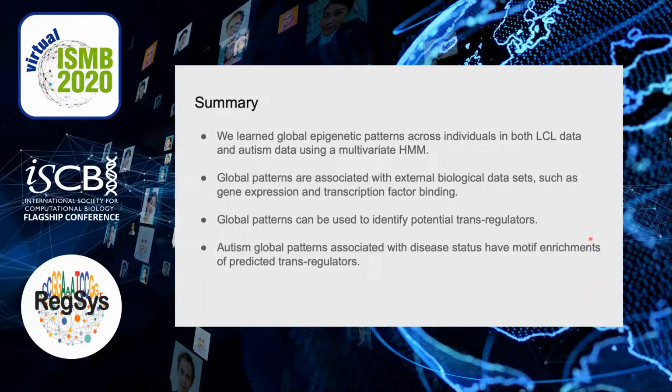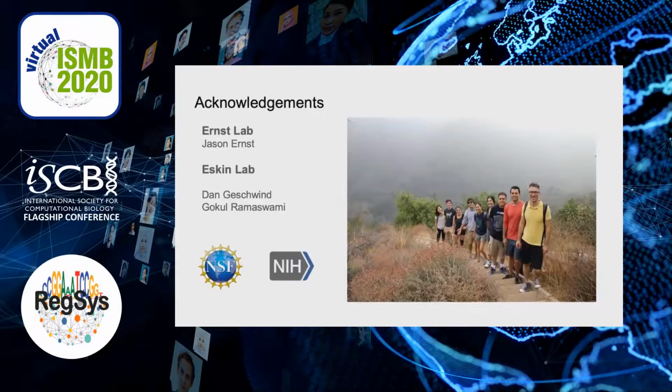In summary, we've learned global epigenetic patterns across individuals in both LCL data and autism data using a multivariate HMM. We show that the global patterns are associated with external biological data sets such as gene expression and transcription factor binding, and that they can be used to identify potential trans-regulators. Finally, we showed that the autism global patterns are associated with disease status and that a number of the predicted trans-regulators have motif enrichments in these states.